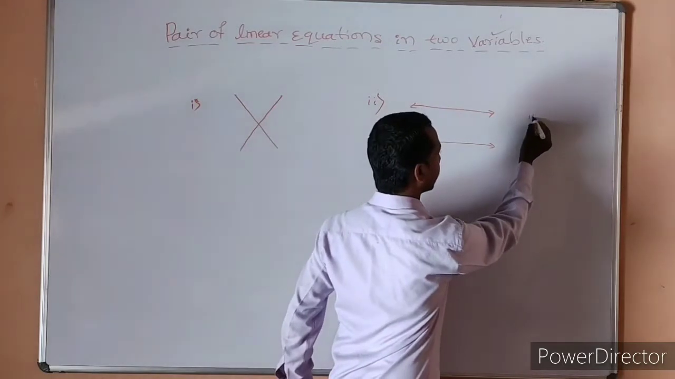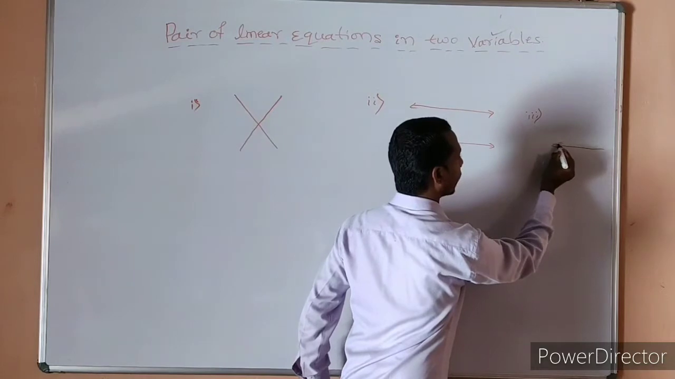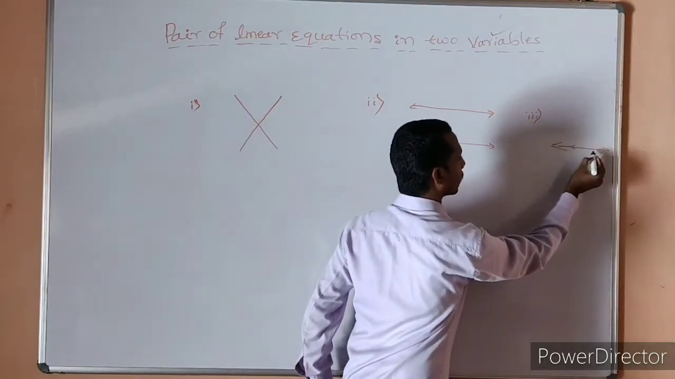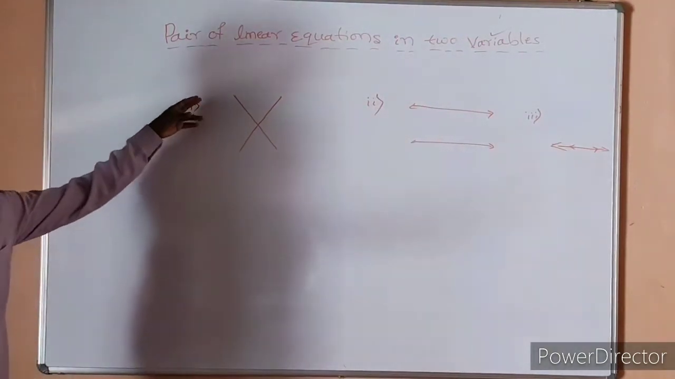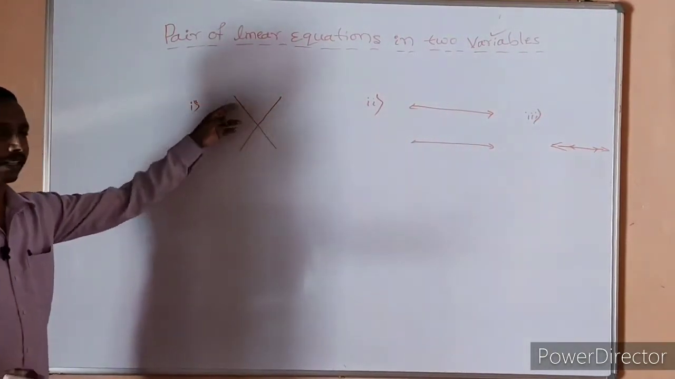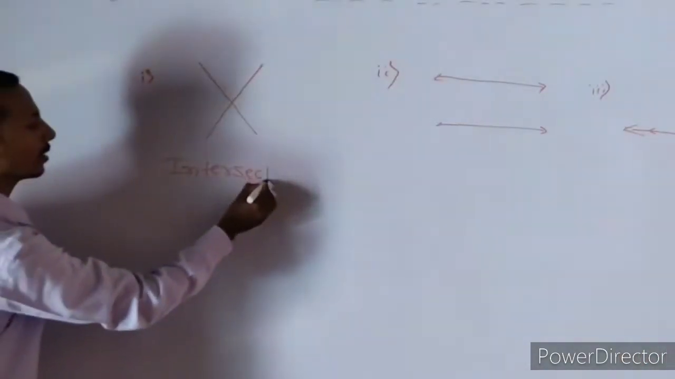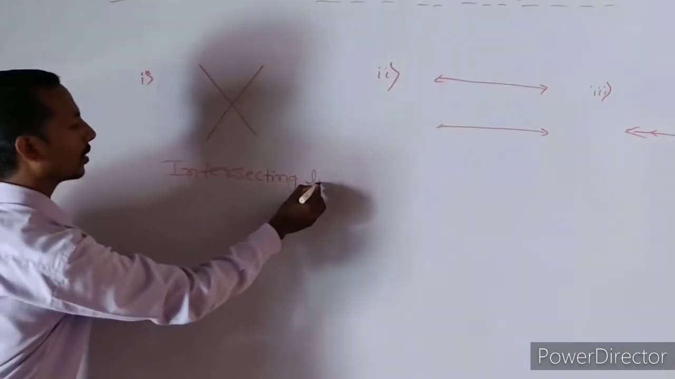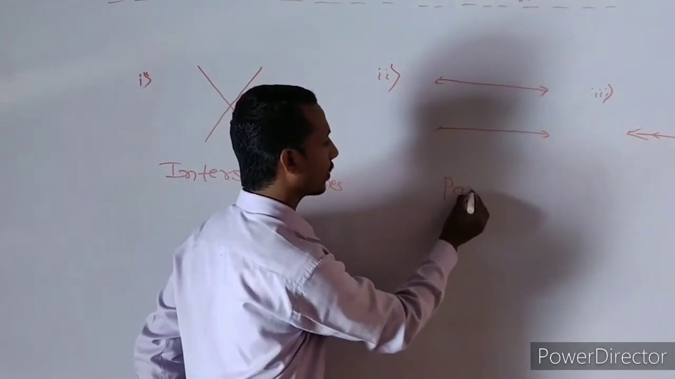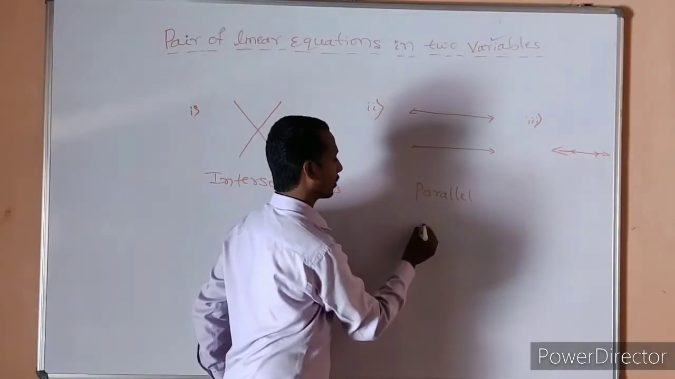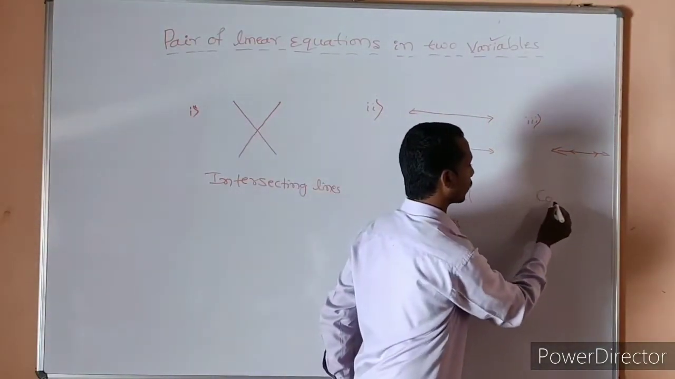The third possibility is coincident lines. In the first possibility, these two lines are intersecting lines. The second one is parallel lines. The third one is coincident lines.